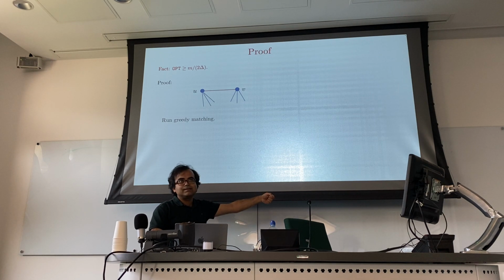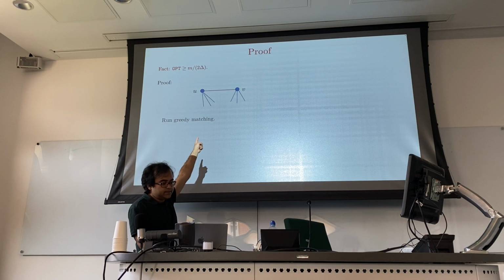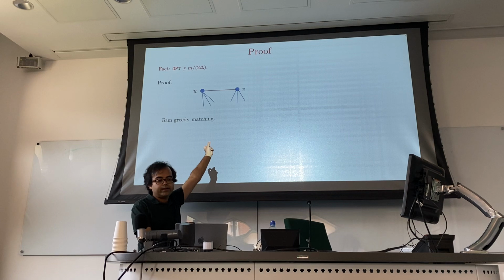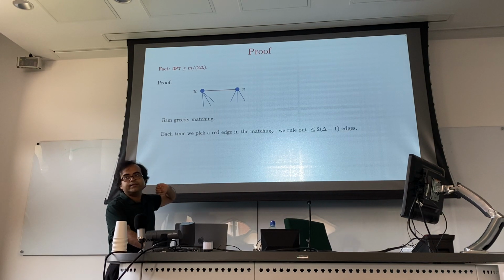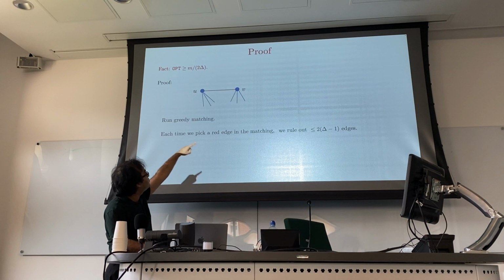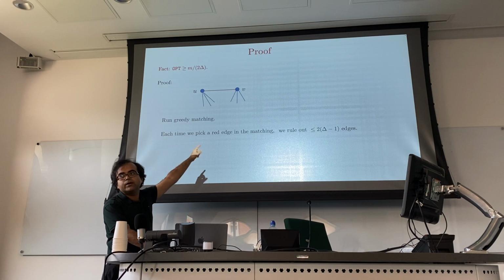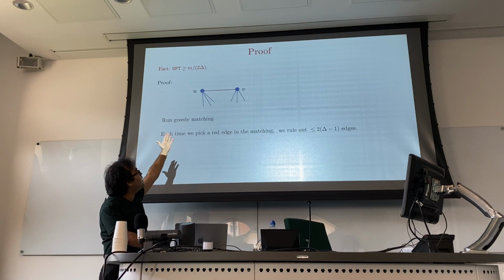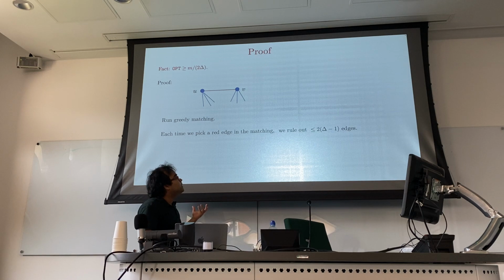Scan through the edges, take as many edges as you can in your matching. Each time you take an edge, let's say this edge UV highlighted in red, into your matching, you are ruling out at most 2 times delta minus 1 edges that can no longer be in your matching. These 2 times delta minus 1 edges are just potential neighbors of U and V, because once you take this red edge, you cannot take any other edge incident on U or V. So it's just a basic counting argument.